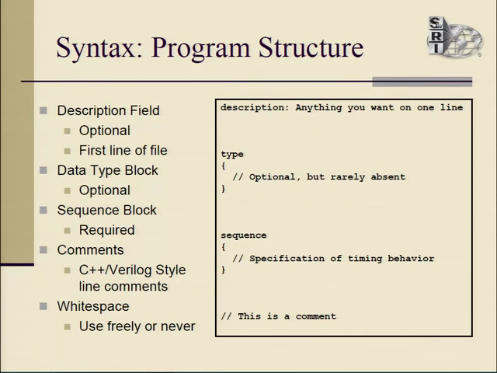So at the top level, this is some of the highest level structures within a RITES program. We have a description string, which is carried over into the generated code as documentation. We have a block that defines data types for the input and output ports, and the core sequence block, which explains what happens when. We can support C and Verilog style line comments and arbitrary white space.